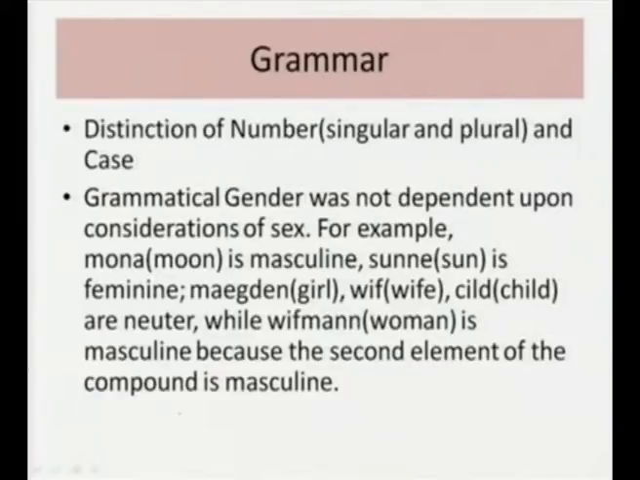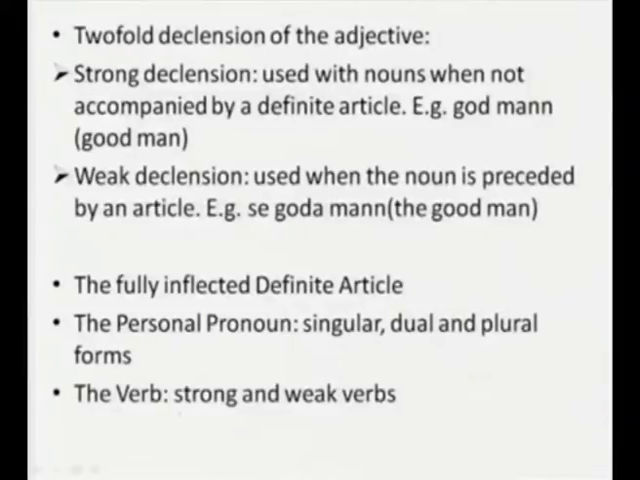So, we saw in the last lecture how Old English differs tremendously from modern English. There was also the twofold declension, if you remember, of the adjective, where strong declension is used with nouns when not accompanied by a definite article, and weak declension used when the noun is preceded by an article.